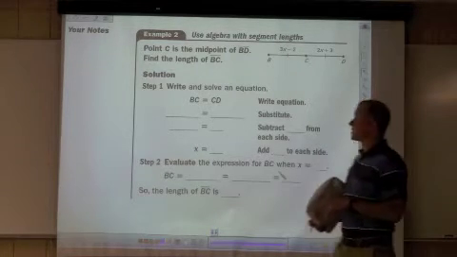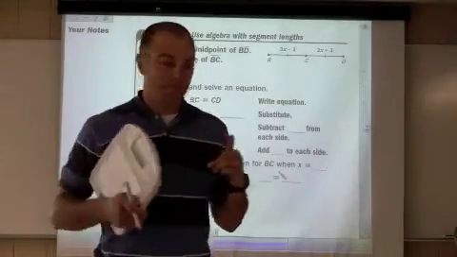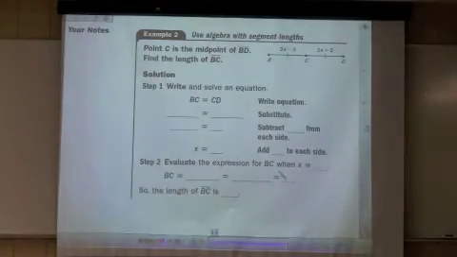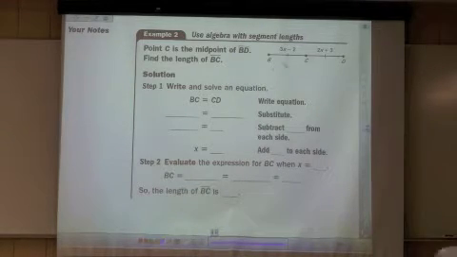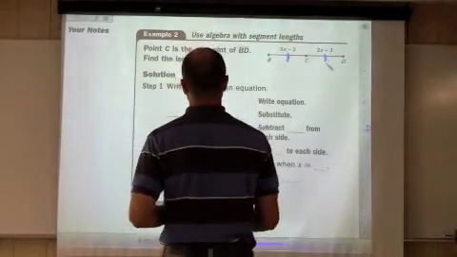I like example 2 because now it's going to tie back to last year. We're going to use algebra to solve this thing. Okay, it says point C is the midpoint, so it cuts BD in half. Find the length of BC. And all we know is that if C bisects this segment, they got the little hash marks, they tell us this segment equals this segment.